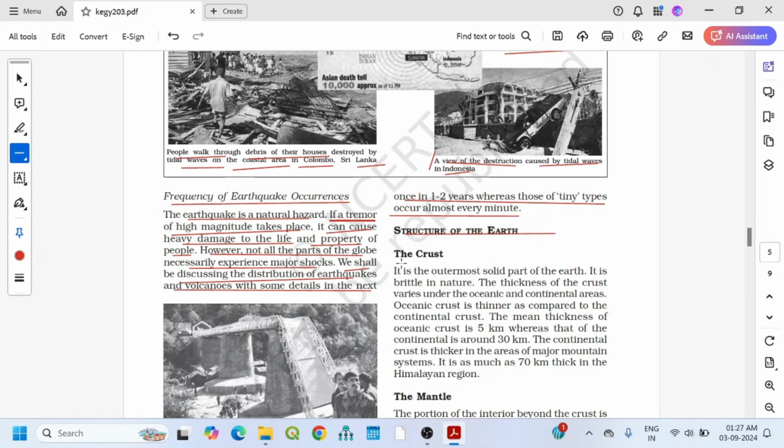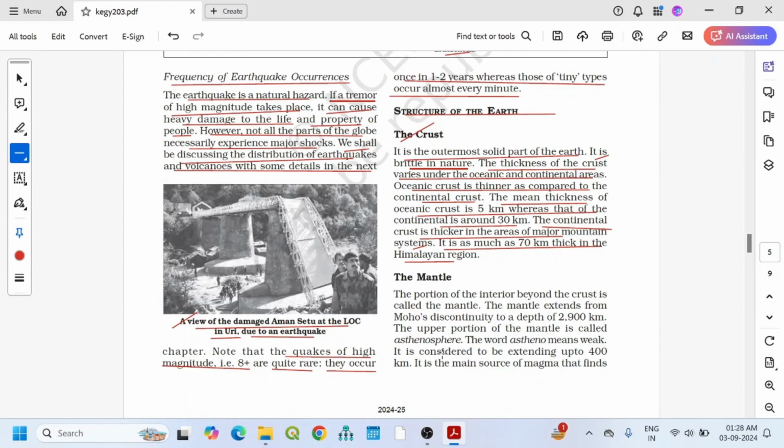Structure of the earth, the crust. It is the outermost solid part of the earth. It is brittle in nature. The thickness of the crust varies under the oceanic and continental areas. Oceanic crust is thinner as compared to the continental crust. The mean thickness of the oceanic crust is 5 km, whereas that of the continental is around 30 km. The continental crust is thicker in the areas of major mountain system. It is as much as 70 kilometers thick in the Himalayan region.